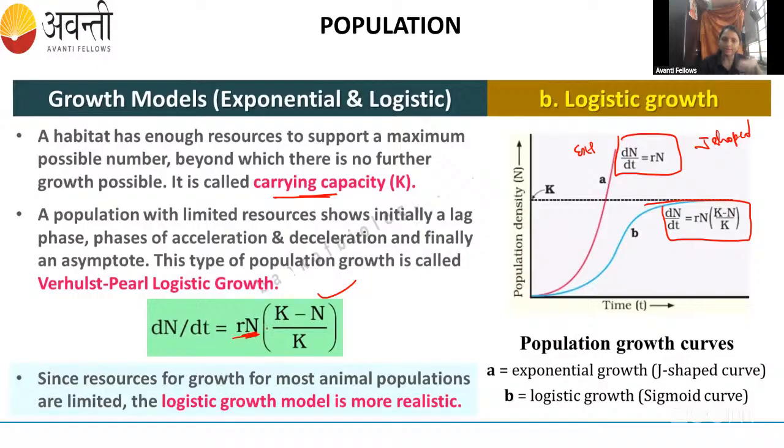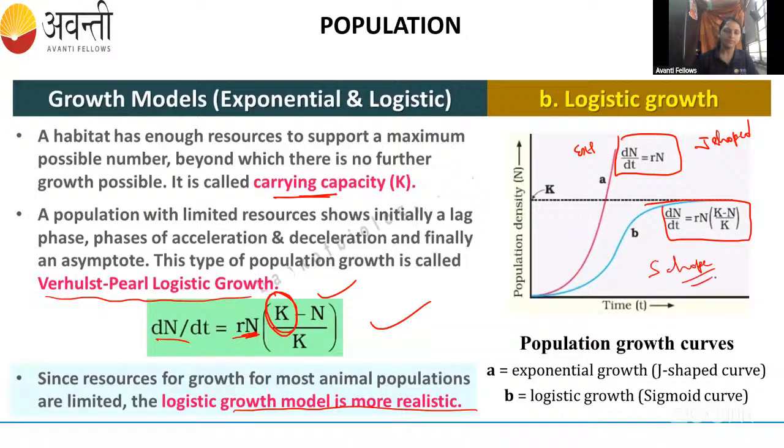So we consider that in logistic growth, also called Verhulst-Pearl logistic growth. The equation is dN/dt = rN (K minus N) divided by K. Sometimes you will get confused, like (N minus K) divided by N. No. Kindly take into consideration the carrying capacity, K, which comes above and below. Remember that. This is a more realistic one, and it will give an S shape.